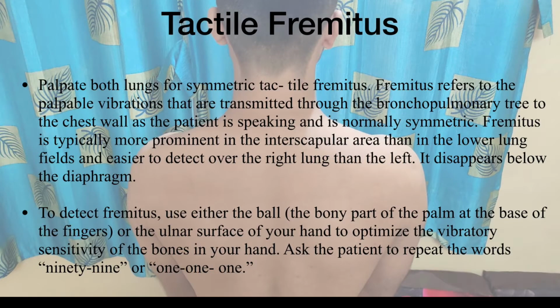Palpate both lungs for symmetric tactile fremitus. Fremitus refers to the palpable vibrations that are transmitted through the bronchopulmonary tree to the chest wall as the patient is speaking, and is normally symmetric. Fremitus is typically more prominent in the interscapular area than in the lower lung field and easier to detect over the right lung than the left. It disappears below the diaphragm. To detect fremitus, use either the ball or the ulnar surface of your hand to optimize the vibratory sensitivity of the bones in your hand. Ask the patient to repeat the words 99 or 111.